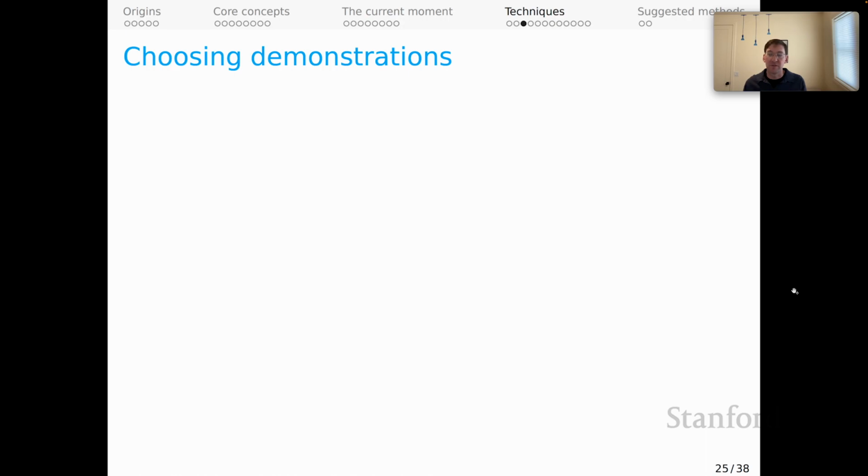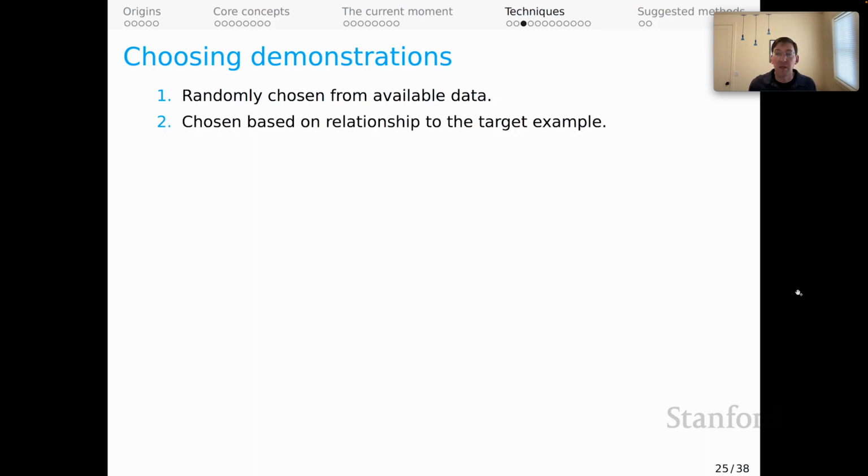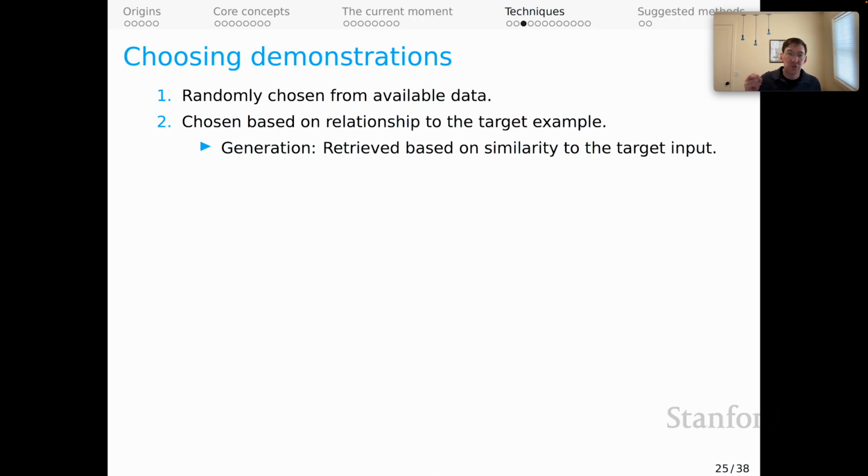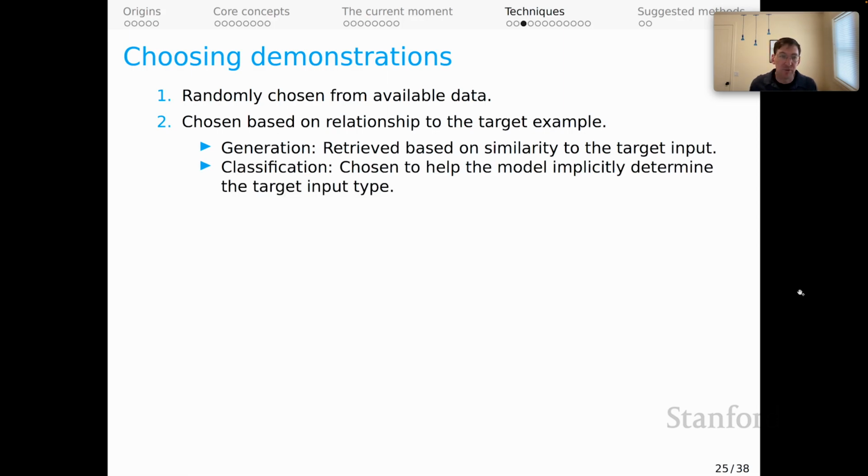Let's think more broadly about this. How might you choose demonstrations? Of course, you could just randomly choose them from available data, but perhaps you could do better. Maybe you should choose your demonstrations based on relationships that they have to your target example. For example, in generation, you might choose examples that are retrieved based on similarity in some sense to the target input. Or for classification, you might select demonstrations to help the model implicitly determine the target input type.